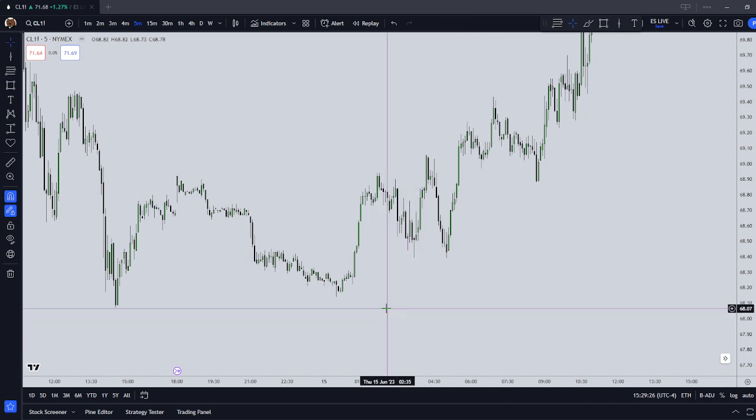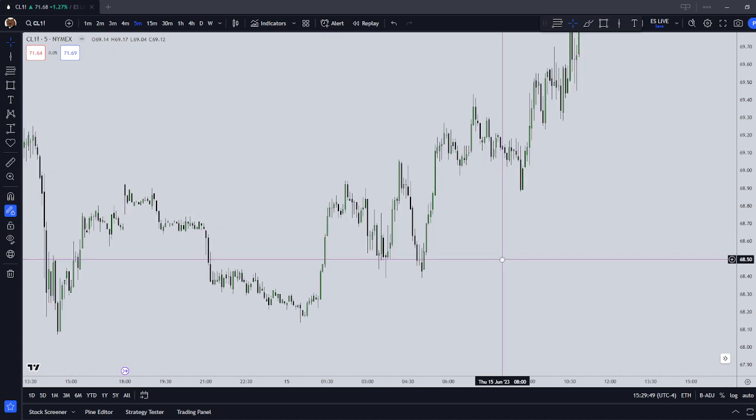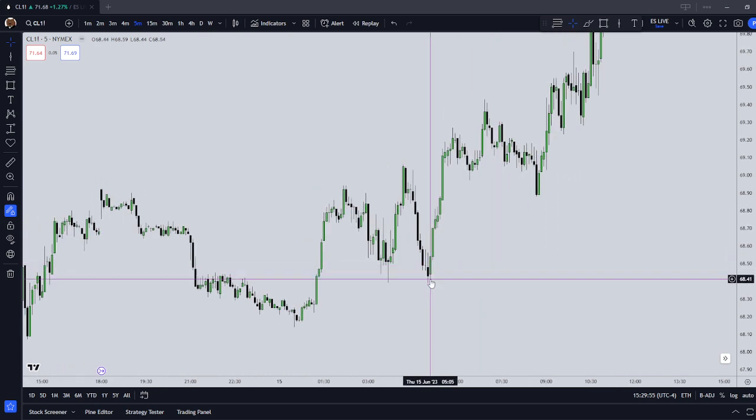So there are three setup times that Michael teaches when it comes to the silver bullet. And those three are London, which is 3 to 4 New York local time. That's when the London Stock Exchange opens. And then 10 to 11 New York local time, which is when the London Stock Exchange closes. And then 1400 to 1500 New York local time, which is 2 to 3 p.m.